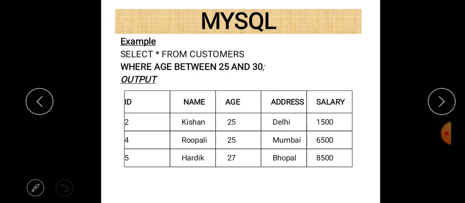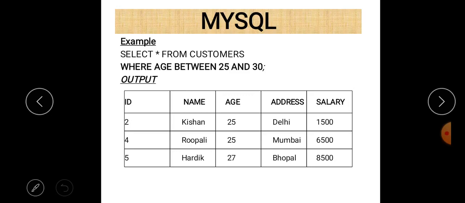For example, there is a table named customer, and if you write select star from customers where age BETWEEN 25 and 30, it simply means that employees who have age 25, or age 30, or age between 25 and 30, are all selected. It means age 25 is selected, employees who have age 30 will also be selected, and employees who have age 26, 27, 28, 29 will also be selected.